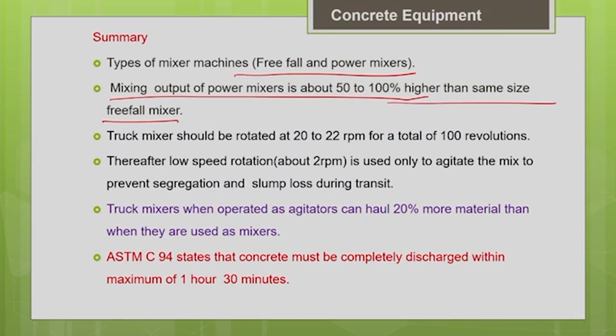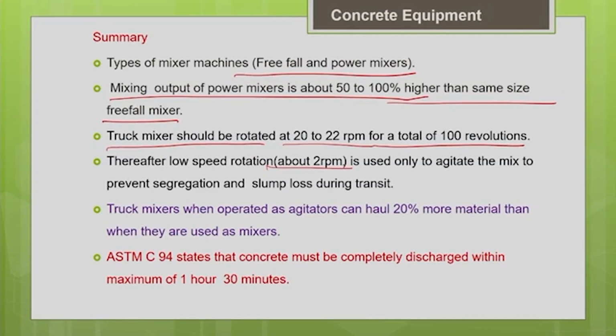Okay. So, this RMC concrete, either you can make it at the batching plant or you can prepare the concrete inside the truck mixer. So, if you are going to prepare the concrete inside your truck, the speed you are supposed to follow is 20 to 22 RPM for a total of 100 revolutions. Okay. So, this will ensure that homogeneous mixing of concrete will be done. If you are going to prepare your concrete in your transit mixer, the truck should be rotated at a speed of 20 to 22 RPM for a total of 100 revolutions. After that you can rotate it at a speed of only 2 RPM for just agitation to prevent segregation and the slump loss during the transit.